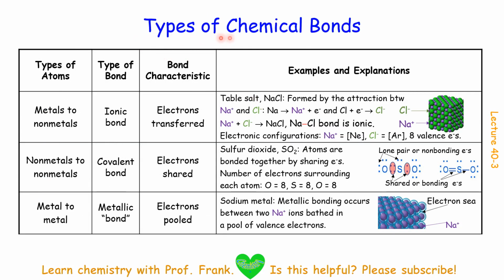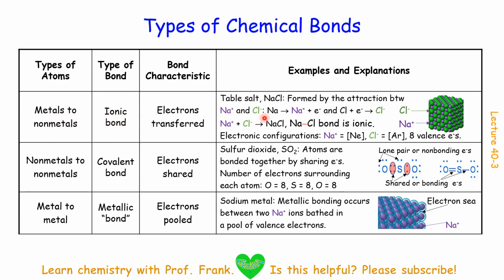There are mainly 3 types of chemical bonds. Ionic bonds are formed by transferring of electrons. Covalent bonds are for nonmetals to nonmetals. A covalent bond is formed by sharing of electrons. The third one, metallic bond. That's for metal to metal, and it's caused by electron pooling. Let's take a look at some examples.